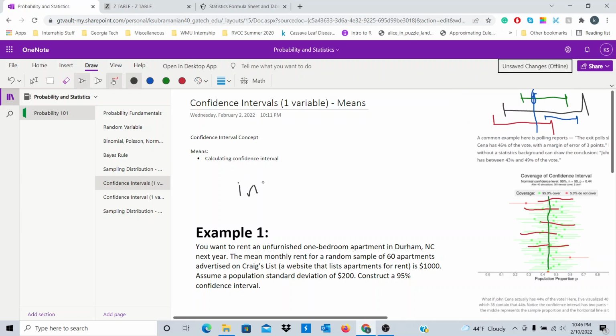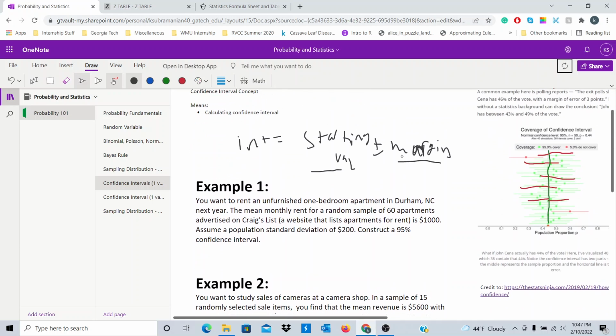So an interval is going to be some starting value, right? Plus or minus some margin, right? And this margin can come from lots of things, right? It could come from the way you sample. It could just come from the way the population is as a whole that you're sampling from or studying. But all confidence intervals have this general format: a starting value plus or minus a margin of error. Now let's formalize a little bit, right?